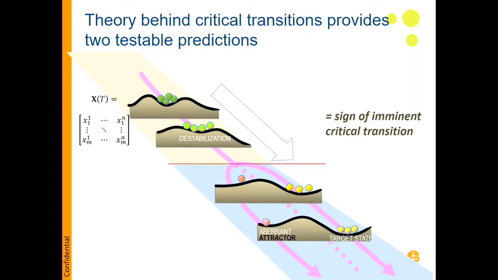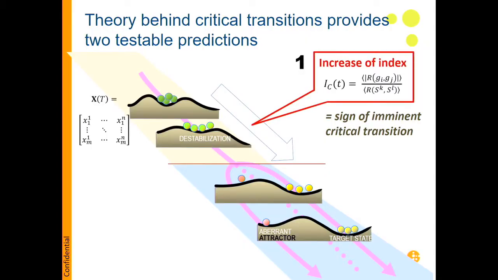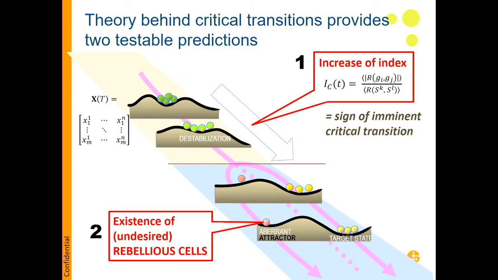And that lets you calculate what Sui's lab has pioneered. It's called the index of critical transition, which is gene-to-gene correlations divided by cell-to-cell correlations. So you should see an increase in the index of critical transition when the cells get destabilized right before the critical transition, as well as you should see these rebellious cells, or undesired cell types, in your dish.